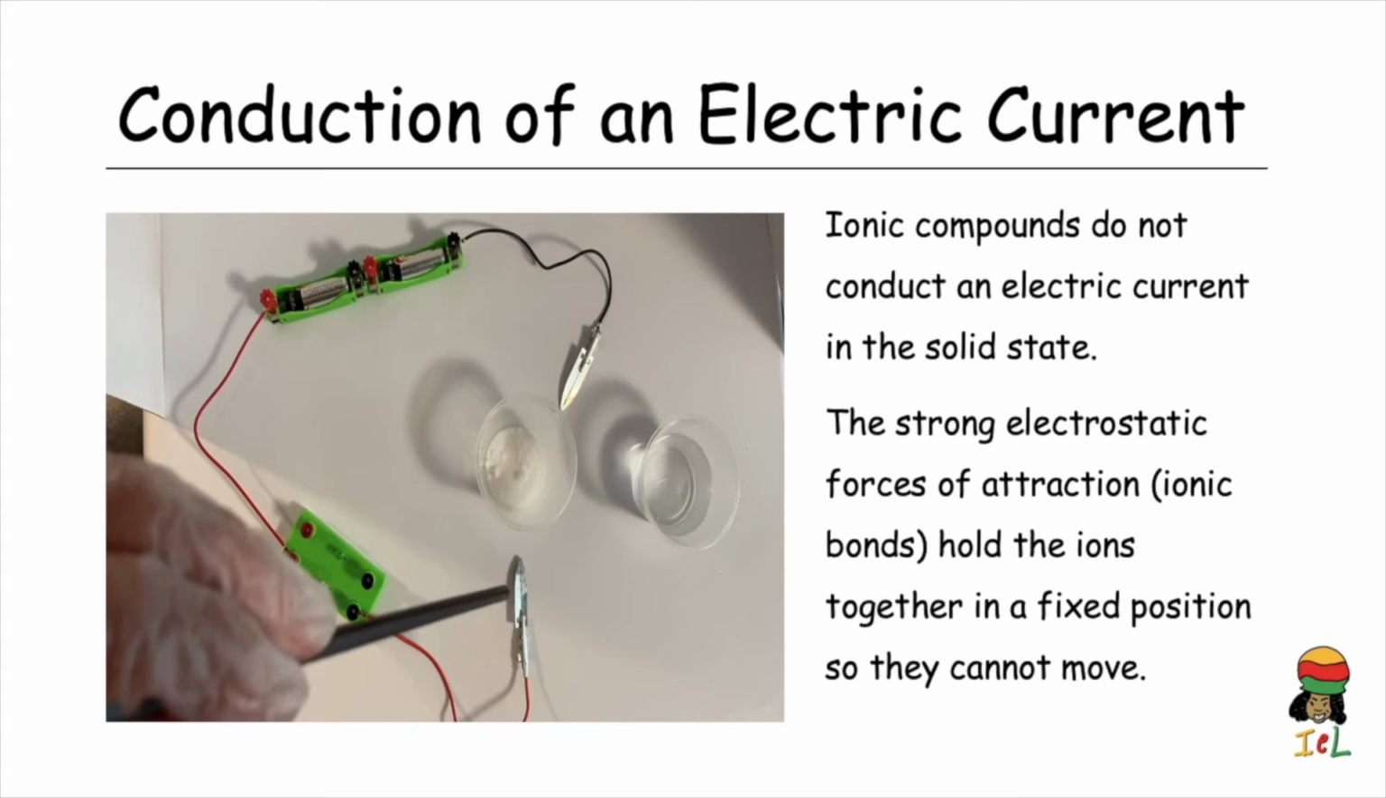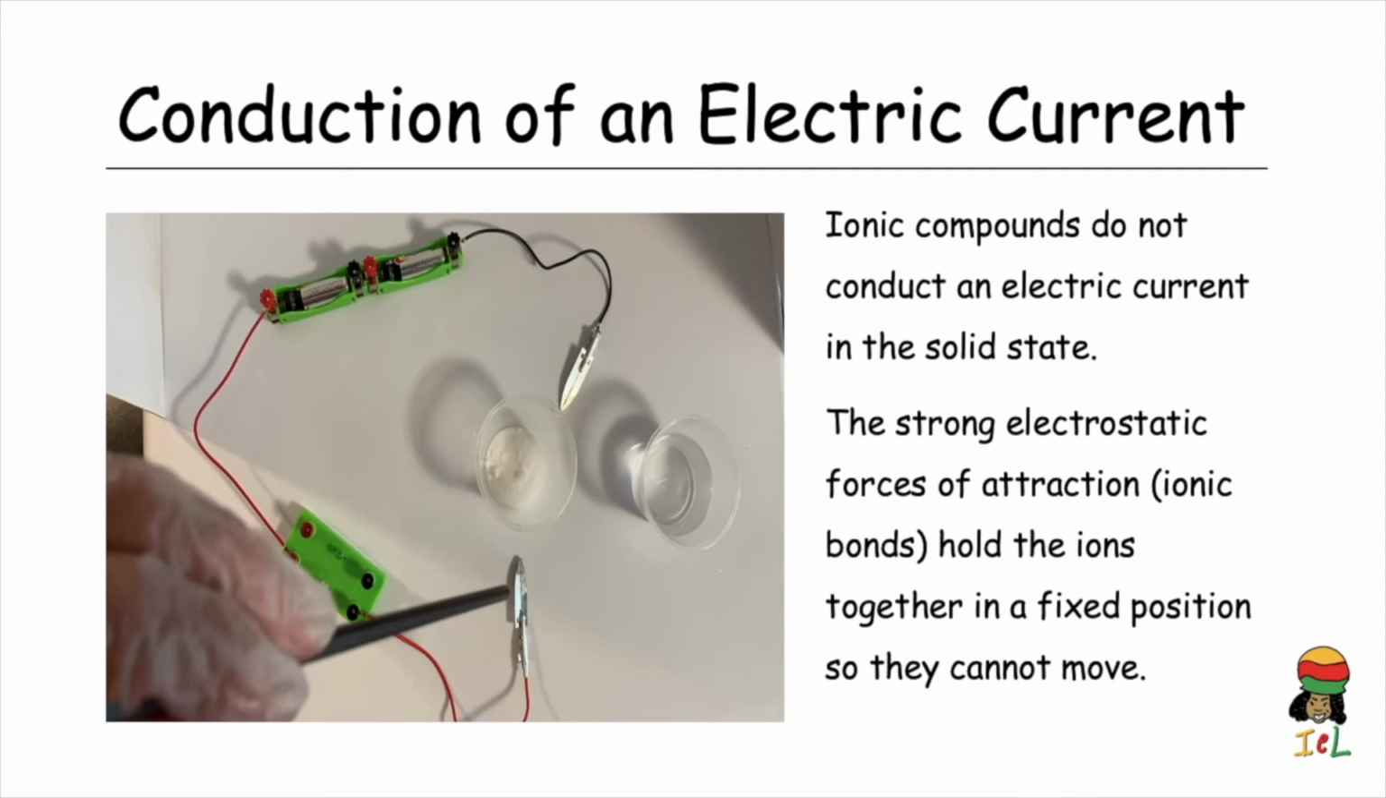The final property we will examine for ionic compounds is their ability to conduct an electric current. We will use sodium chloride as the standard example of an ionic compound. Now, ionic compounds do not conduct an electric current in the solid state. This is due to the strong electrostatic forces, those are the ionic bonds, holding the ions together in a fixed position. So the ions are actually unable to move in the solid.